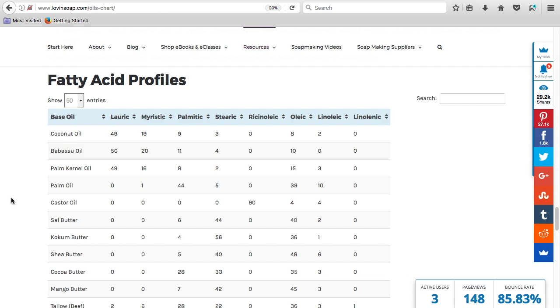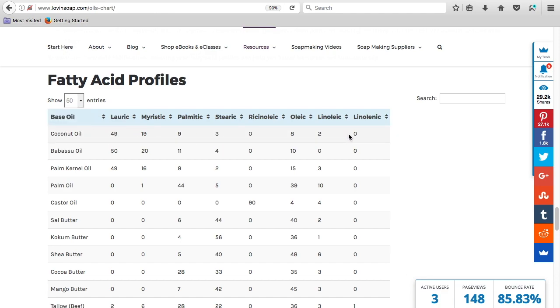So it's important to know that all oils, so your coconut oil, olive oil, palm oil, castor oil, any soap making oil that you use, is comprised of various fatty acids. And so across the page here, the lauric, myristic, palmitic, and so on, these are all the different fatty acids that make up your base oils. And if you look at these numbers, these are actually percentages. And so these are the percentage of the fatty acids that are in the base oils.